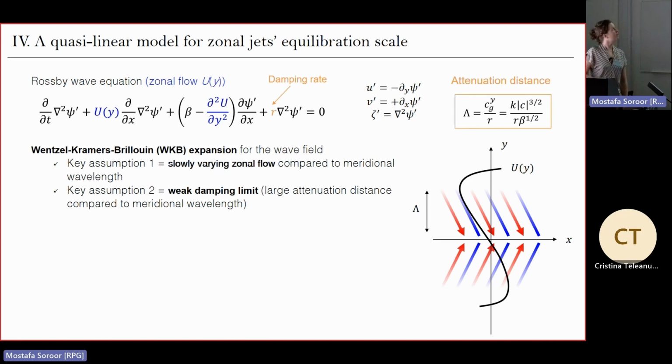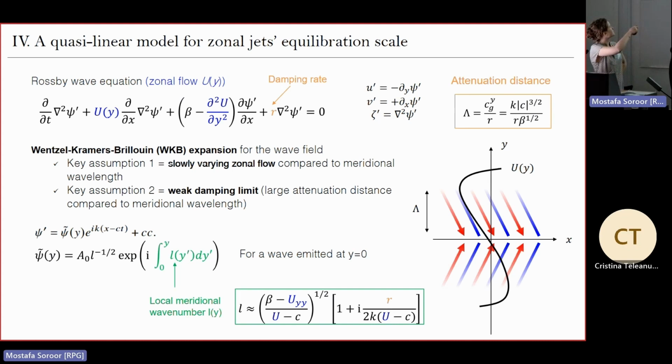Then you can search for a solution to this equation using the WKB approximation. So just to give the physical idea, the physical assumptions that are underlying this approximation, you need basically the medium to be slowly varying compared to the wave properties. This is a little bit like the geometric optics approximation. So in our case, we need the zonal flow to be slowly varying in space and time compared to the waves. And we need to be in the weak damping limit, meaning that this damping distance lambda should be large compared to the meridional wave number of your waves. So you need the medium to be slowly varying so that you can locally find a solution to your wave equation.